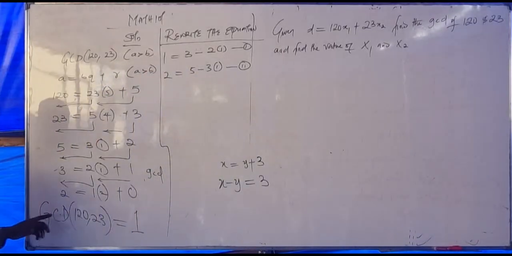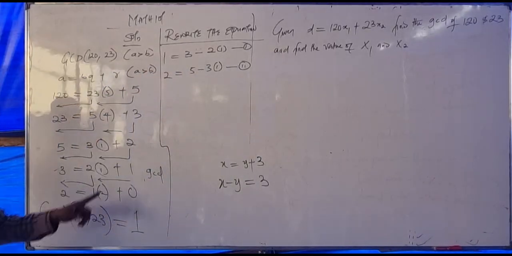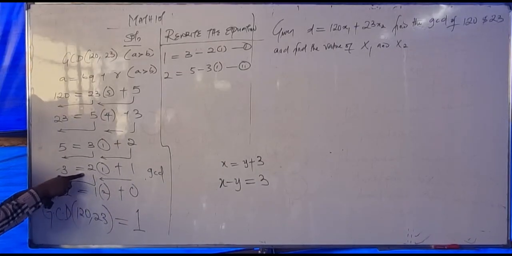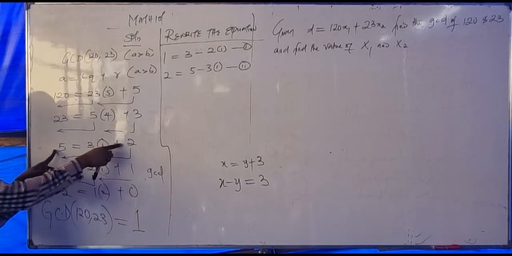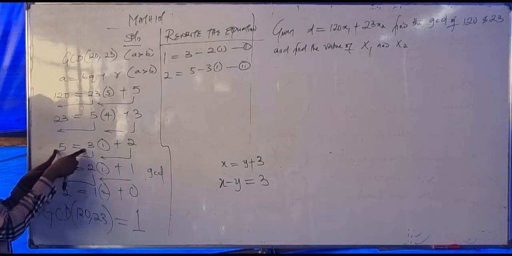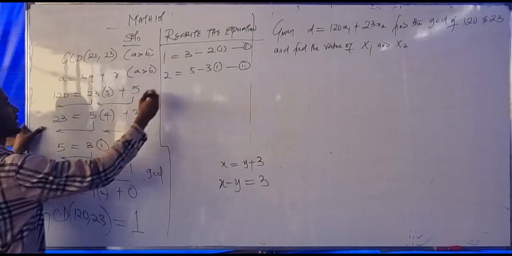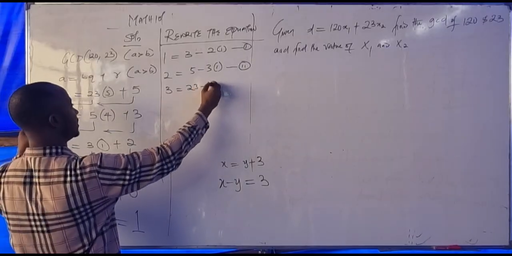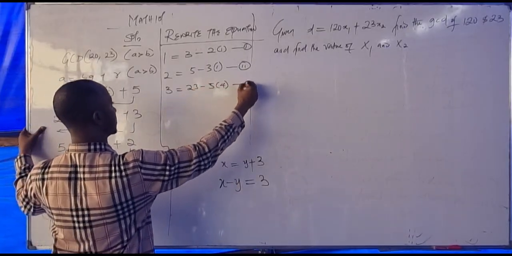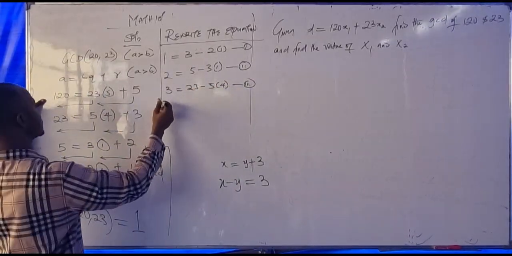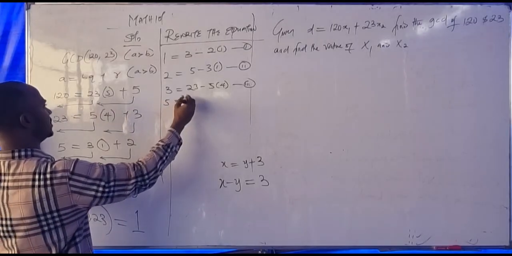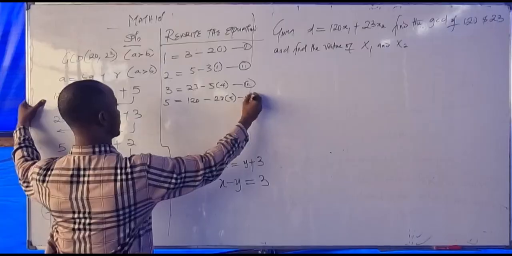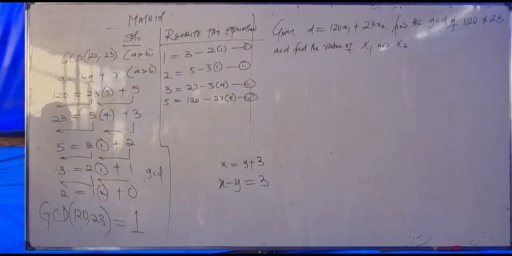So what do you have here? Let's go. 1 is equal to what again? 3 minus 2 times 1. What about this? 2 equals to 5 minus 3 times 1. What about this? 3 is equal to 23 minus what times 4. What about this? 5 is equal to 120 minus what? That's the last one.